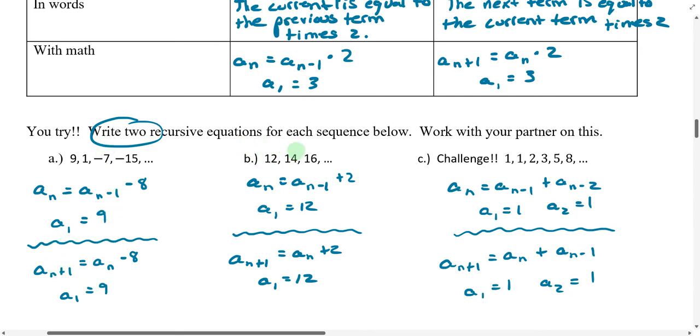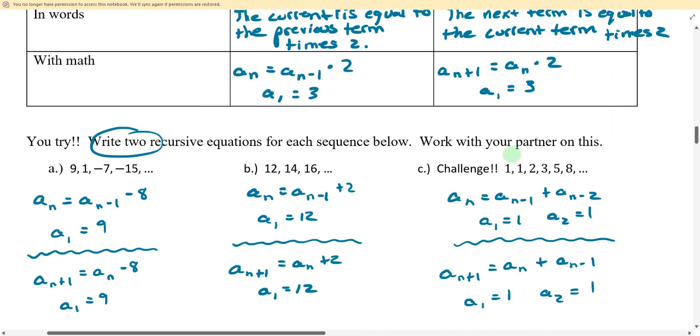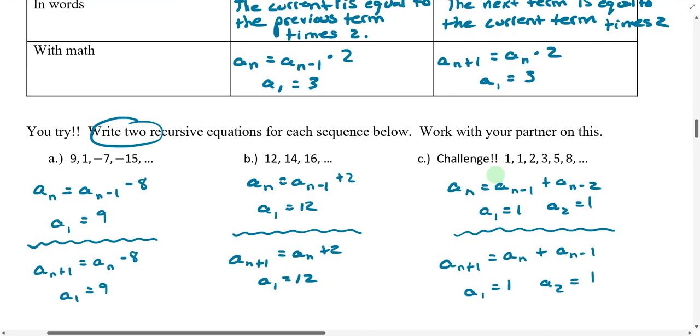All right, looking at B, this is a sequence that is adding 2 each time, so you see your plus 2 in each of the definitions that we wrote there, with the starting term or the first term being 12. All right. Now this one was a challenge. This was the Fibonacci sequence. We saw this in yesterday's lesson. This is a very special sequence. And if you were able to successfully write the recursive equation for this one, good for you.